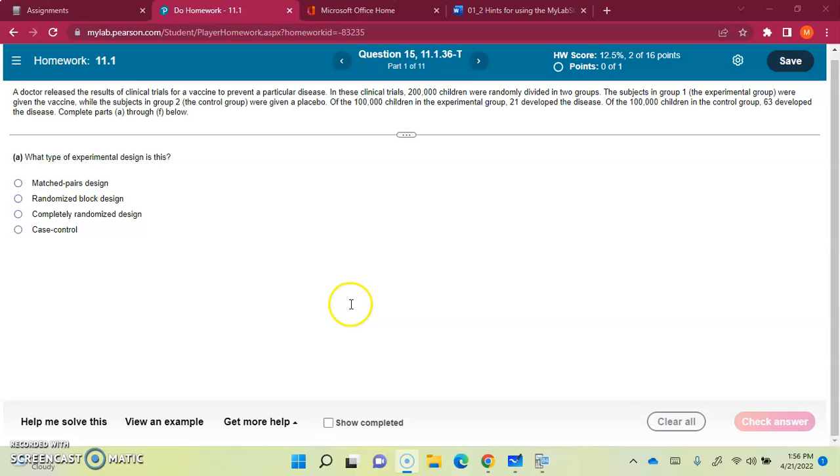Here's question number 15 from homework. A doctor released the results of clinical trials of a vaccine to prevent a particular disease. In these trials, 200,000 children were randomly divided into two groups. The subjects in group 1 were given the vaccine, and subjects in group 2 were given a placebo. So the two groups are completely random. Of 100,000 children in the experimental group, 21 developed the disease, and of 100,000 children in the control group, 63 developed the disease. Let's answer the question.